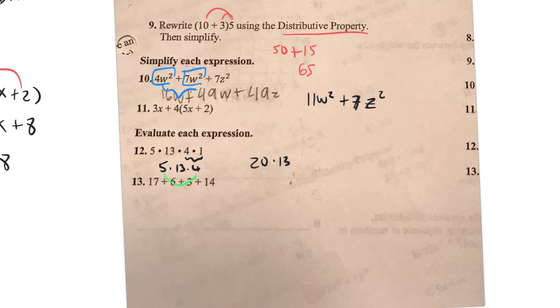5 times 4 is 20. So it's going to be 20 times 13. 20 times 13 might be a little trickier, but it turns out that that's 260. All right, so that's that one. Now, could you have multiplied 5 times 13 and then figure out what that is, and then multiply that times 4, figure out what that is, and then multiply that times 1? Yes, you could definitely do that. All right, so for my student watching, if you'd rather just go in order, that's fine.